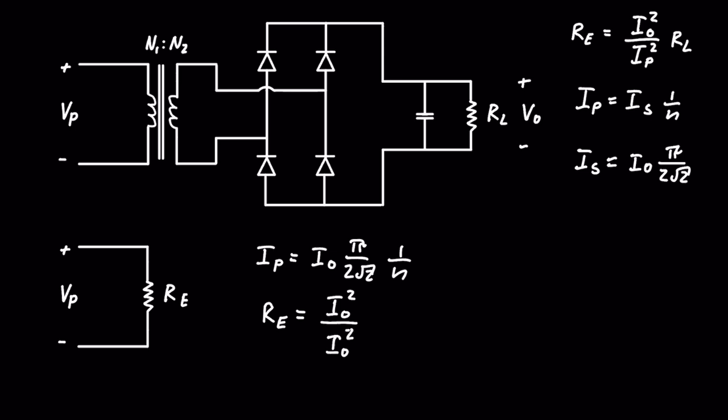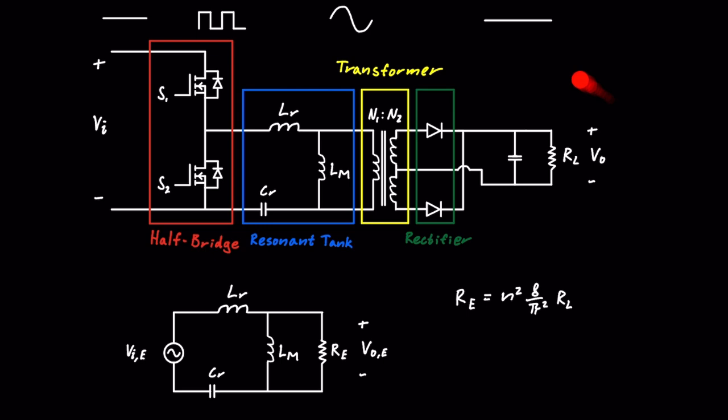So we get IO squared over IO squared, which is equal to 1, so we just cross that out. And then we have 2 squared multiplied by this squared, which is equal to 8. So we can just write that. We have 8 and then over pi squared, and then multiply by n squared. And we also need to remember the RL. So this would be the equation for RE. We can just rearrange this equation in order to get this. So now we've simplified the right side of the circuit. We got the RE, and this is the equation.